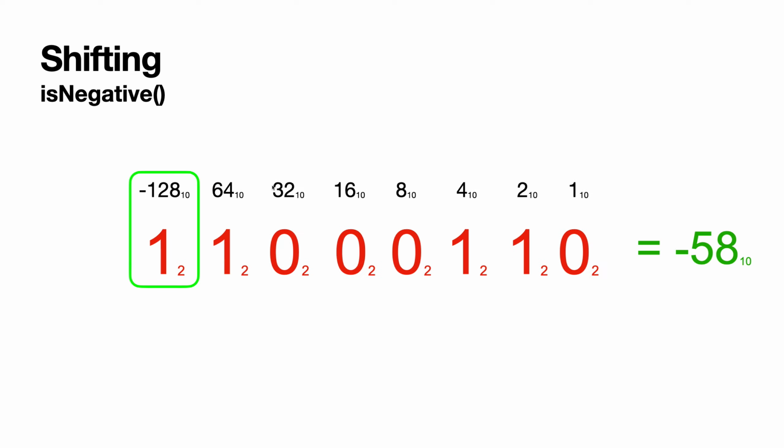Let's look at our negative 58 number again. If we look at the last digit, the negative 128 place value, we can try to figure out how to move that digit to a spot where it will help us with true or false. So let's try shifting. What shifting does is literally shift all the bits to the right. This is a shift right of 6 places.